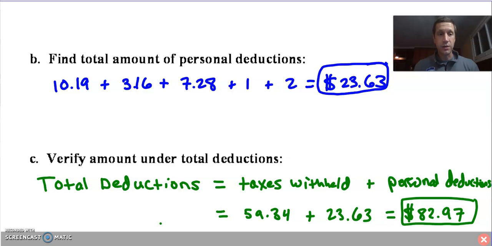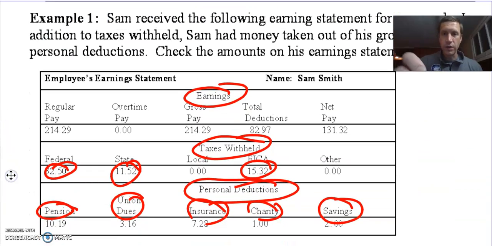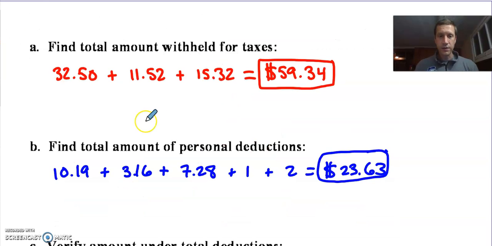Let's make sure that's the number listed under the total deductions. And it is right there. Try and use a different color here. There we go. So they're not taking out more than they're telling us.